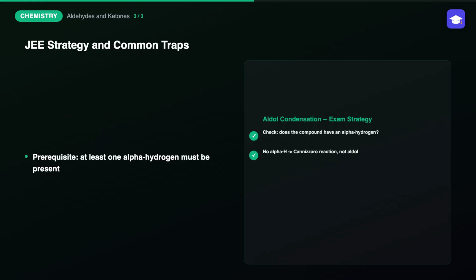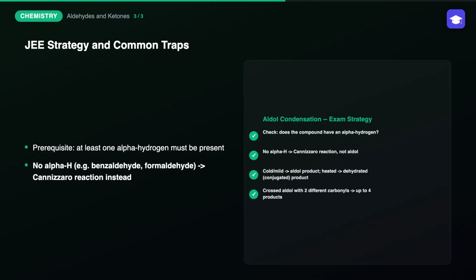The single most critical, most frequently tested prerequisite check for any JEE aldol condensation problem is genuinely confirming the carbonyl compound actually has at least one alpha hydrogen available. Compounds entirely lacking alpha hydrogens, like benzaldehyde or formaldehyde, simply cannot undergo self-aldol condensation at all, and instead they undergo an entirely different reaction, the Cannizzaro reaction, under similar basic conditions.